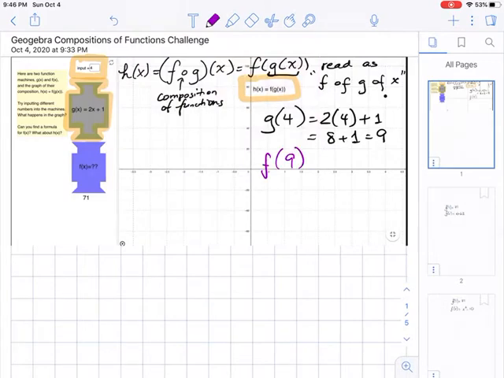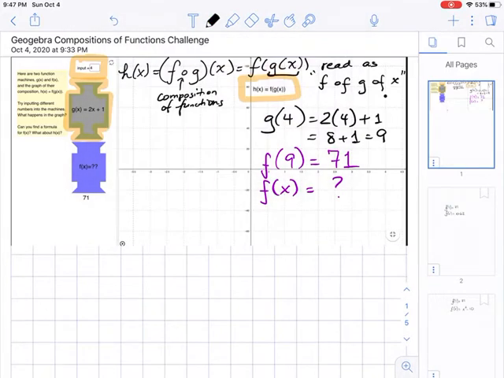But hold up a second. We don't actually know what the function f of x is. We just know that it outputs this 71. Our goal is to then find a function f of x, which will make this happen. So pause the video right here and see if you can find one or two that would make this work.